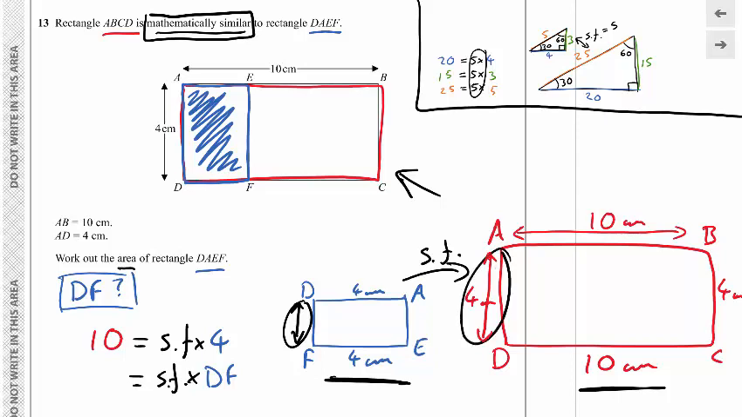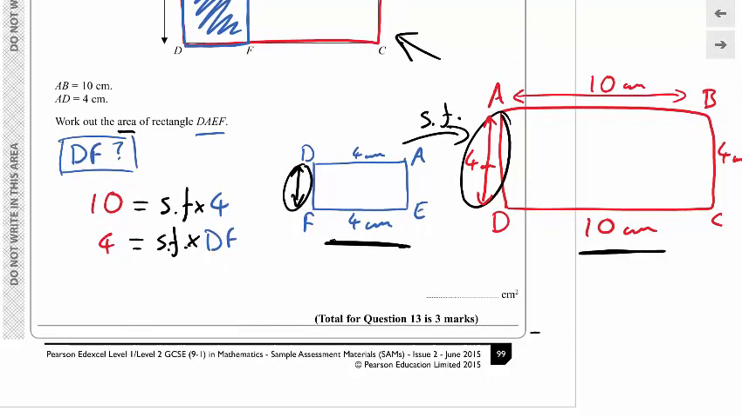My big height was 4, so in other words, that should be equal to 4. That's just a set of simultaneous equations, which I can totally solve. If I try to get SF on its own, then I can solve for DF.